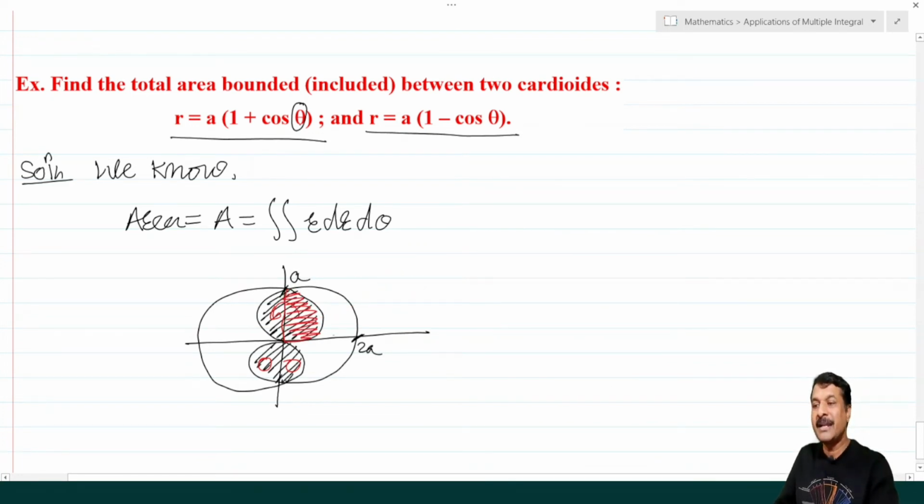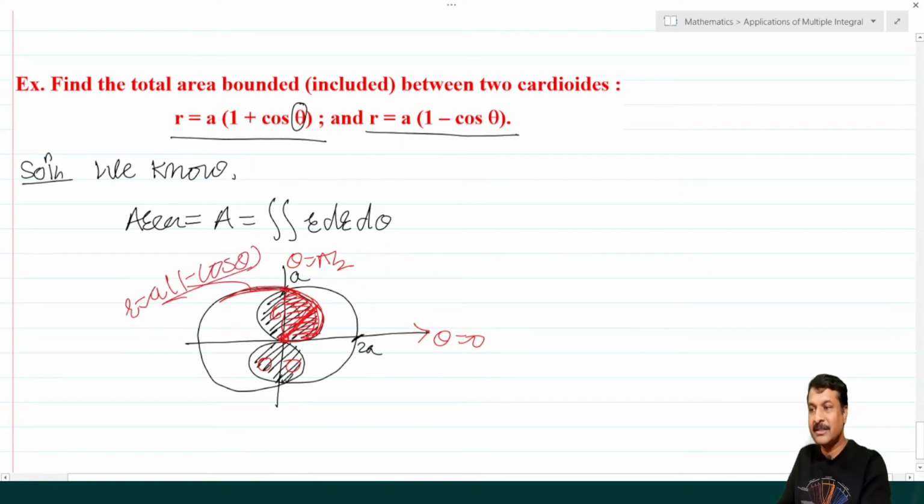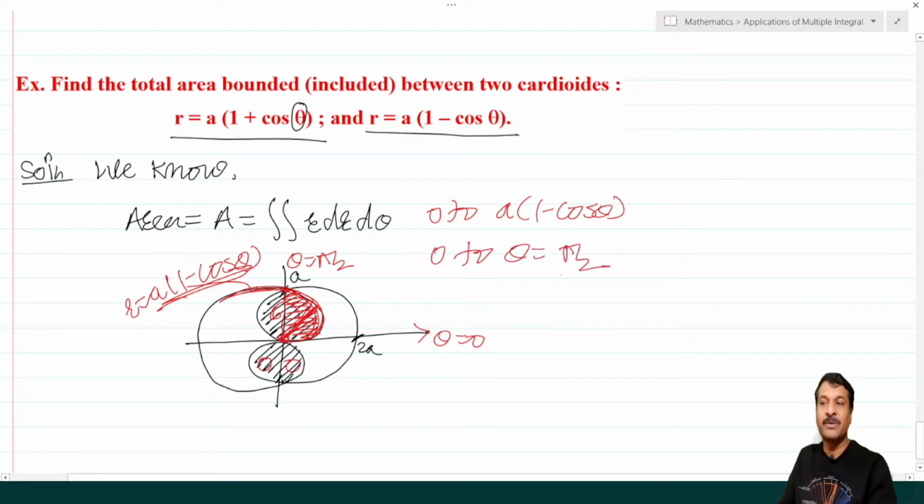Now the problem is how to decide the limits. So note that here theta equal to 0 and here theta equal to pi by 2. So limits of theta are very clear, theta 0 to pi by 2. But what about r? Note that here I am taking this cardioid. So from 0 to this cardioid, r equal to a(1 minus cos theta). So what are the limits of r? 0 to r equal to a(1 minus cos theta), and theta equal to 0 to theta equal to pi by 2.